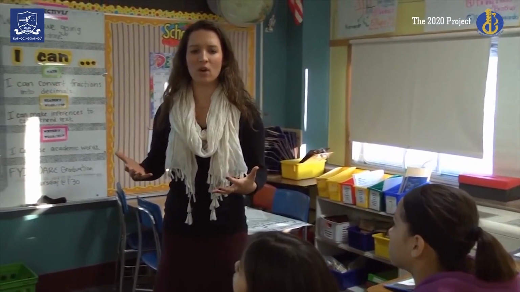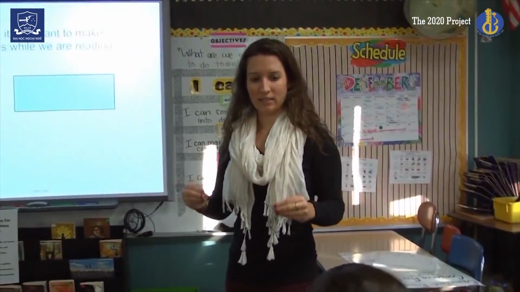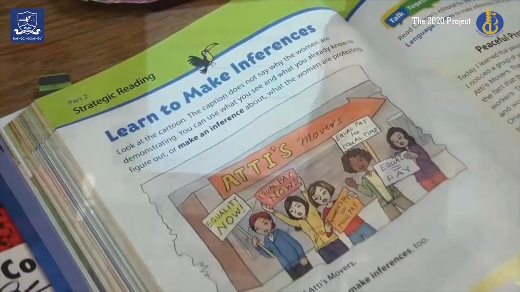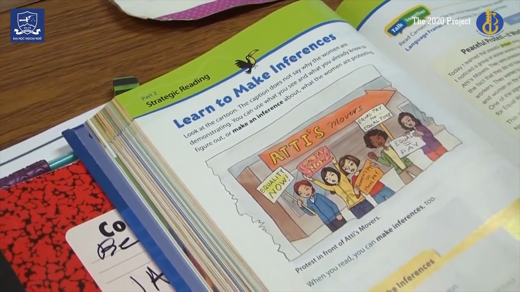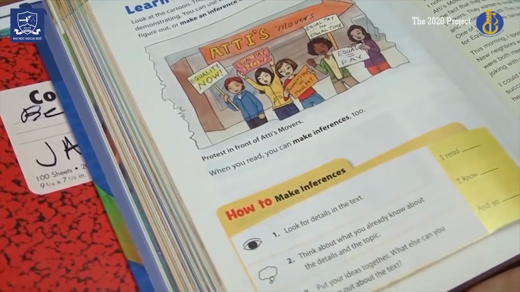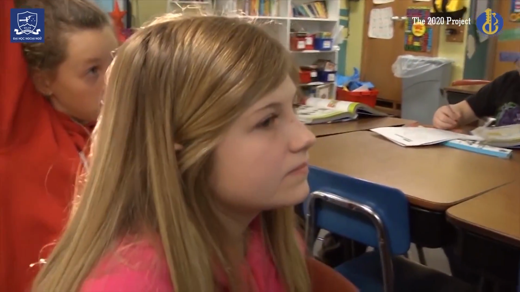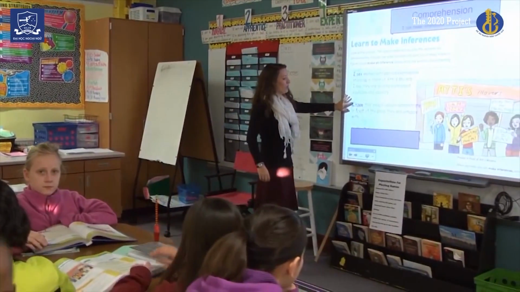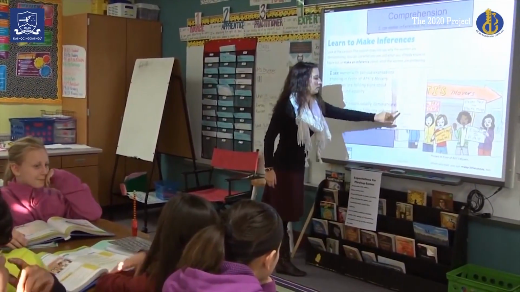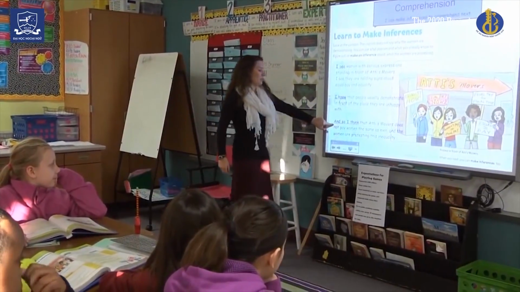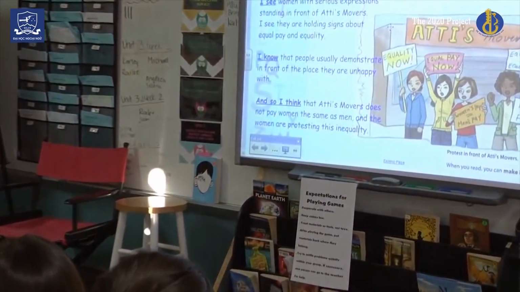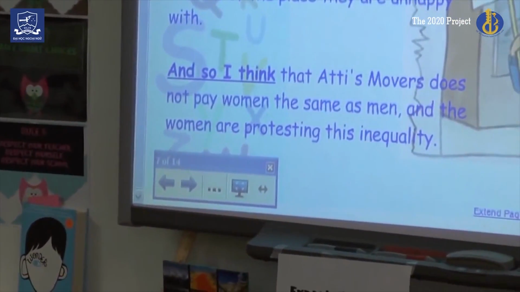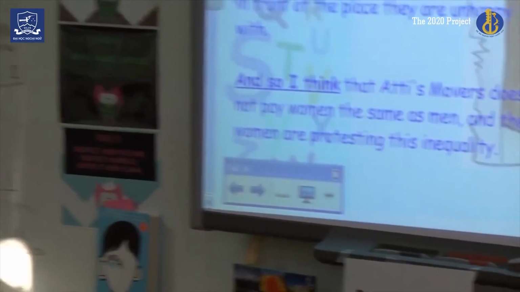Because do authors always tell us exactly everything we need to know about the topic? Look at the cartoon. The caption does not say why the women are protesting. And what do you know about when people hold signs and are angry and protesting? Does that mean they're happy with what's going on? No. No, it means that they're unhappy. So we used what we could see and what we know to make an inference. And so I think that Addie's Movers does not pay women the same as men. And the women are protesting this inequality.